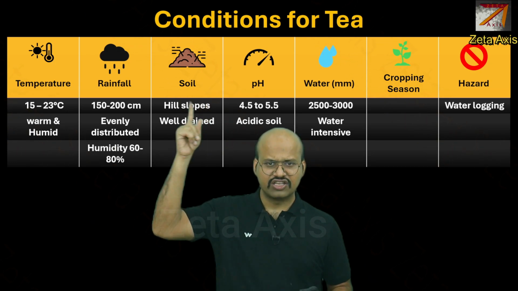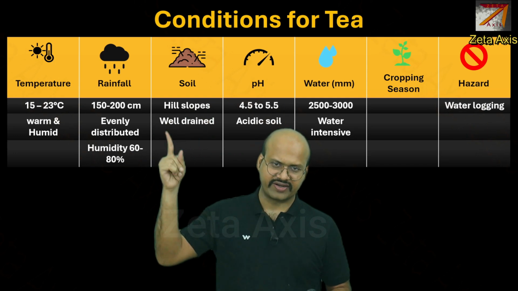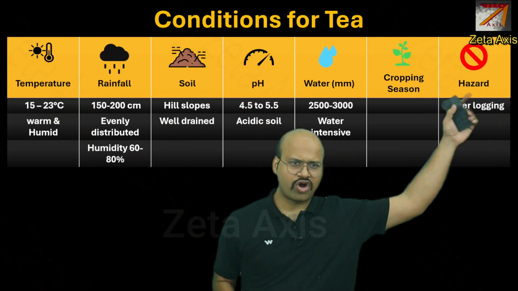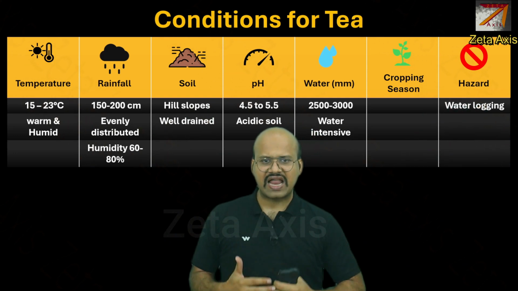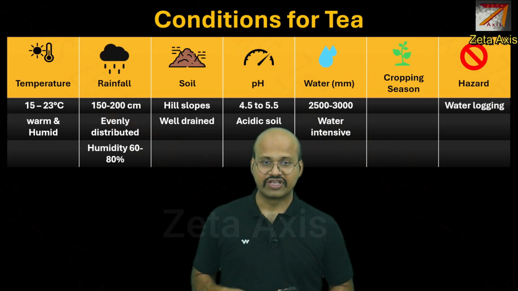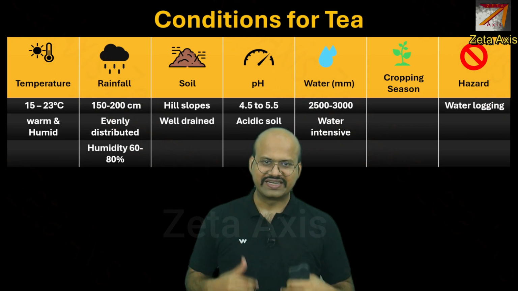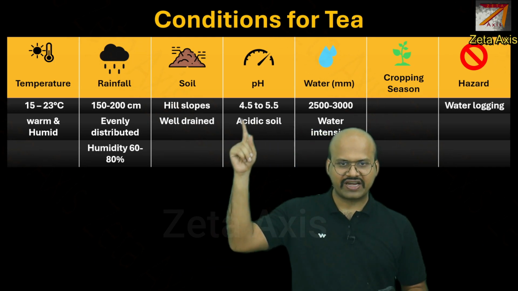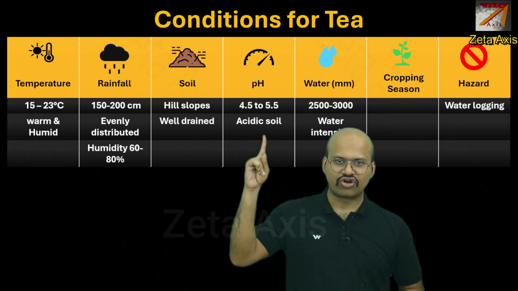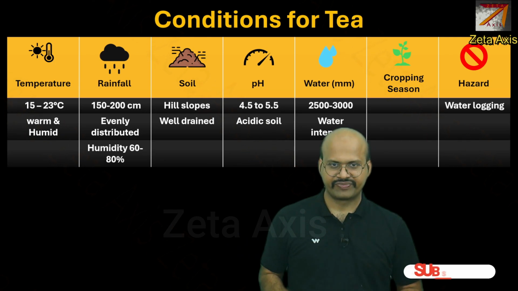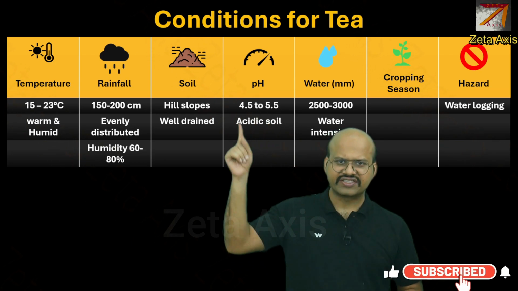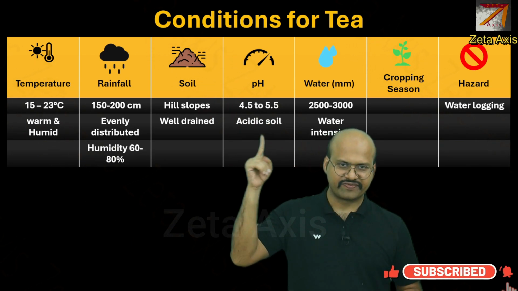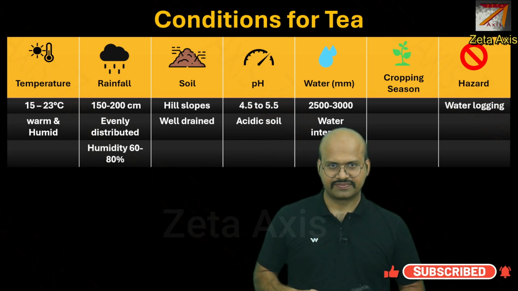It is grown on hill slopes, which should be well drained because it does not like waterlogging, and it requires a large amount of water for irrigation. Therefore, hill slopes allow easy draining of water. It likes acidic soil. Remember, this is a very important reason why tea is not grown in southern India. In Assam, we have acidic soil, and therefore that region is preferred for tea cultivation.